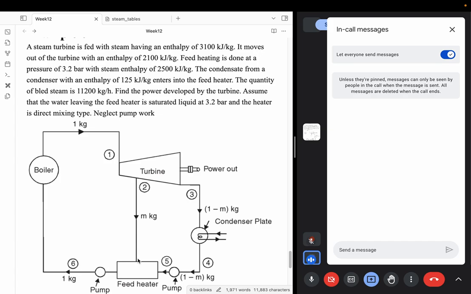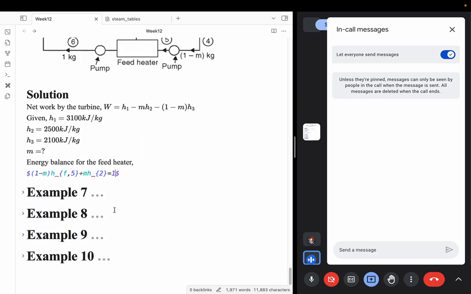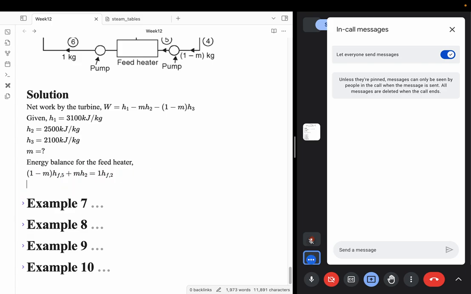So what is happening to the steam is that the steam that is coming here is getting converted into the saturated liquid at the same pressure. So I'm calling this 1 times hf2. How do I calculate hf2 now? Basically we know the pressure. So at 3.2 bar, we can directly get the hf2 value. Just look up the steam tables, that's the value we're getting.